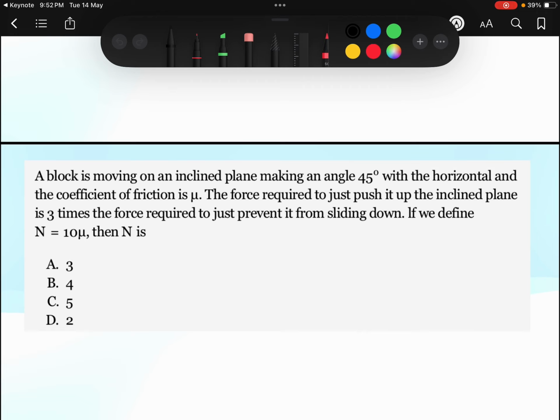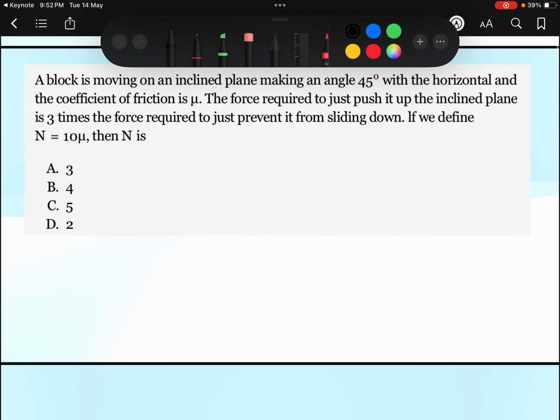The force required to just push it up the inclined plane is 3 times the force required to just prevent it from sliding. Okay. Then it has been defined there, n is equal to some 10 mu. We have to calculate the value of n. So let me draw the situation here.